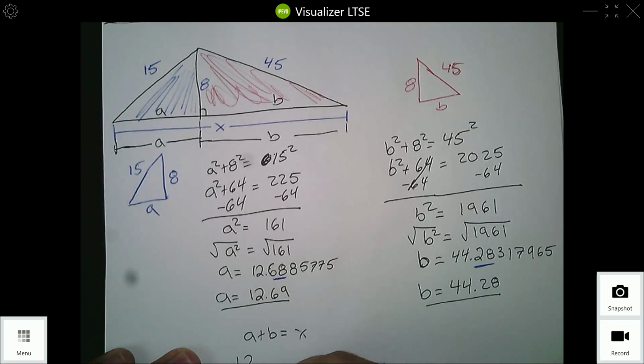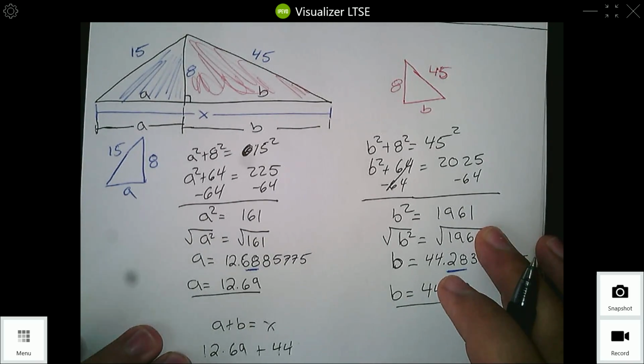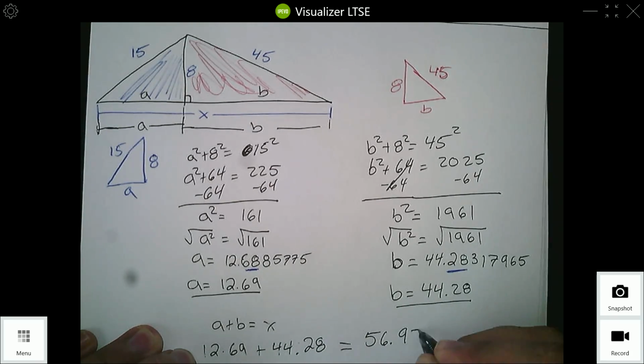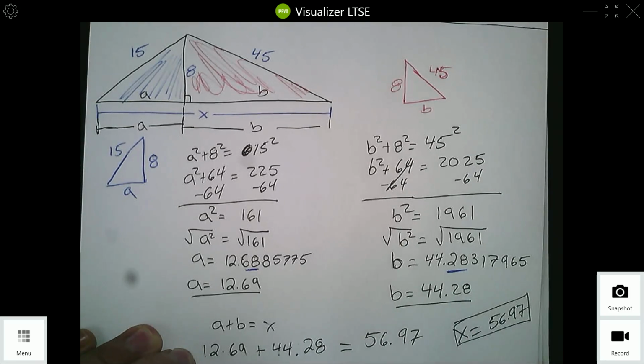So 12.69 plus 44.28 is equal to 56.97. So we end up having an X value equal to 56.97. That is our final answer.